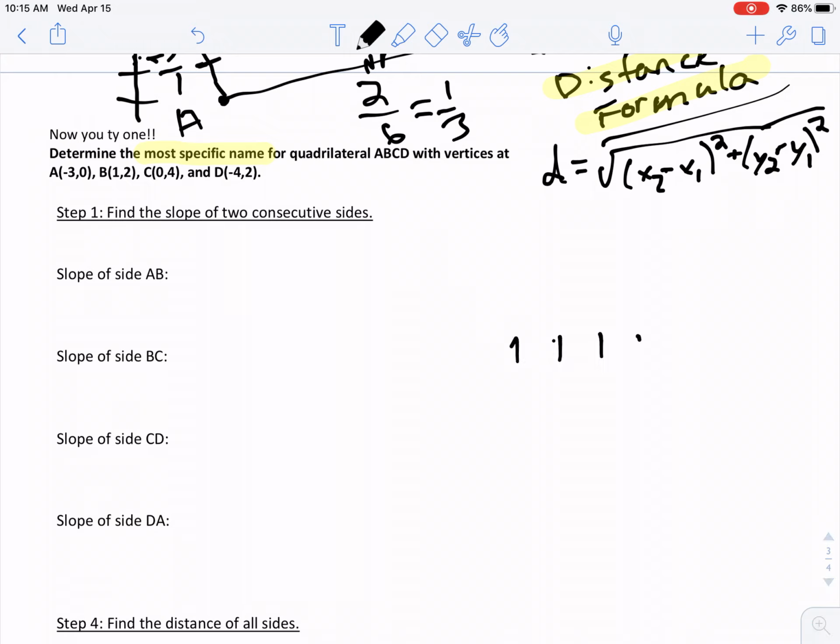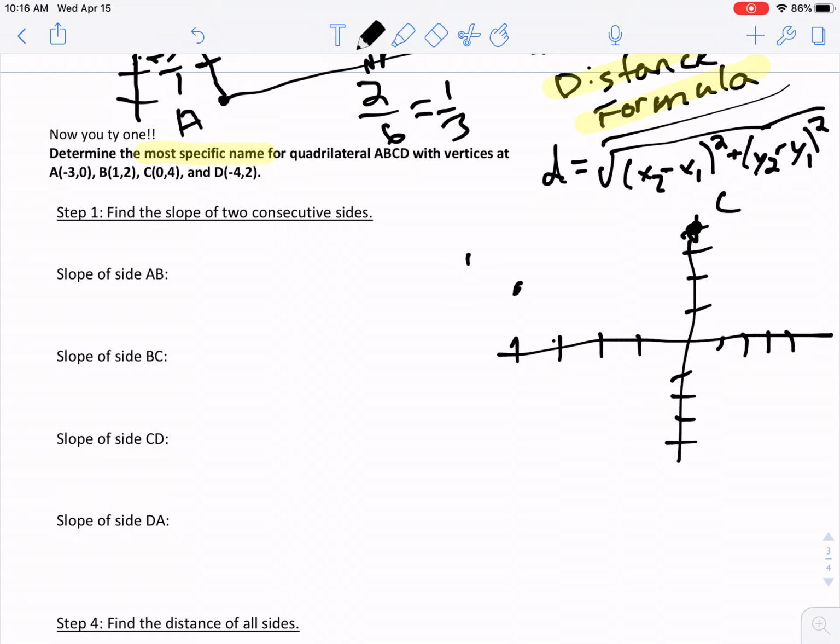All right, I'm going to make a quick sketch of that. 1, 2, 3, 4. 1, 2, 3, 4. All right, C is 0, 4, so C is up here. D, negative 4, 2. D is out here. B, 1, 2. B is right here. Not D, A, negative 3, 0. All right, so we're looking at that one.